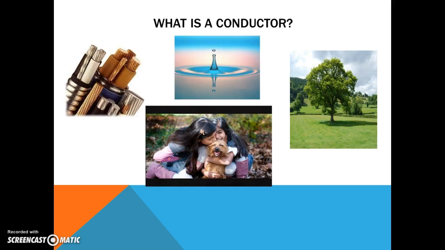Conductors are materials that electricity can flow through easily. These materials are made in such a way that electricity can flow through it easily and freely. Some good examples of conductors are copper, which is mostly in the form of wires, water, people and animals, and trees.